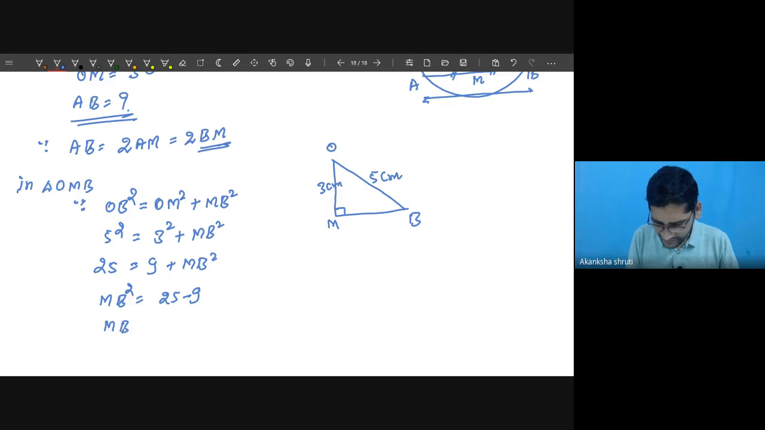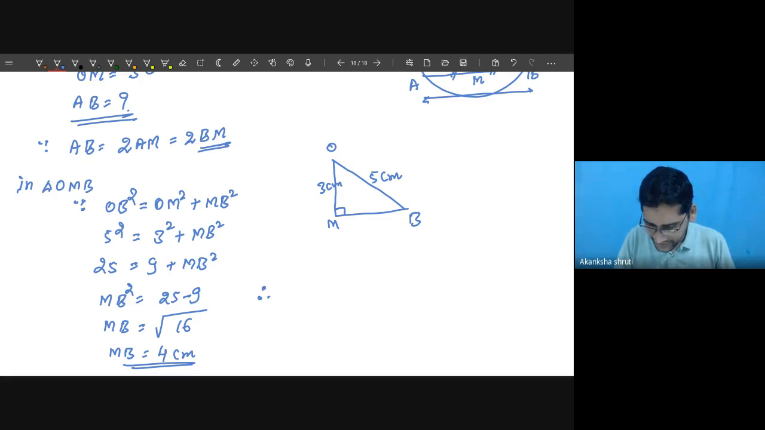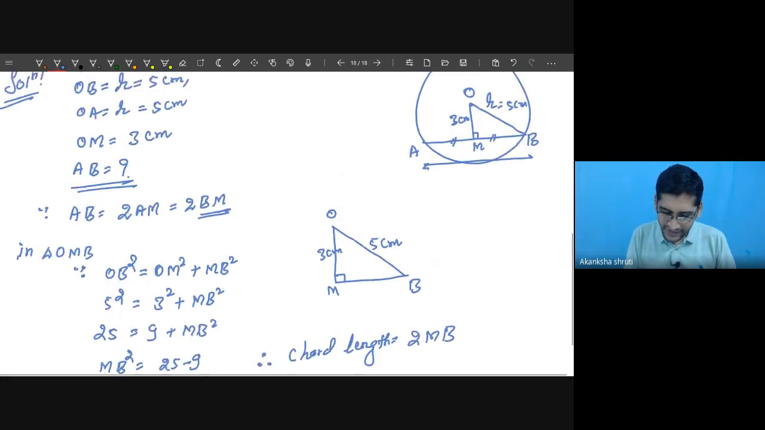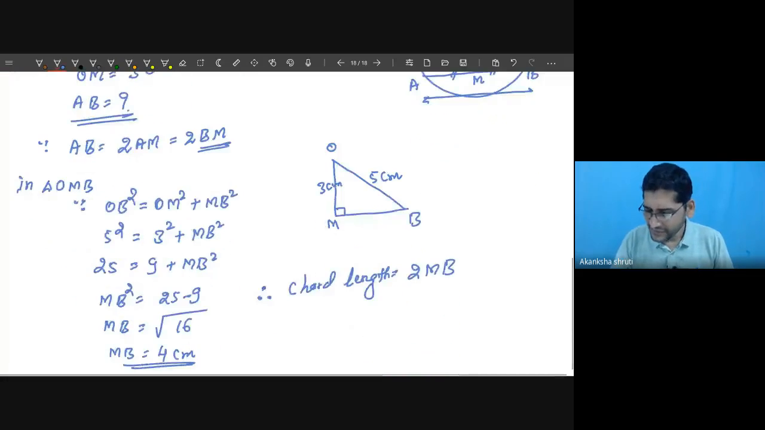So for MB we have to take the root of this. 25 minus 9 is 16. So 16, MB value is 4. The square root we need to take for removing the square. So it is 4 centimeter. But what we need is the chord length. Chord length is twice of MB because M is the midpoint of chord AB. So twice into 4, so the answer is 8 centimeter.